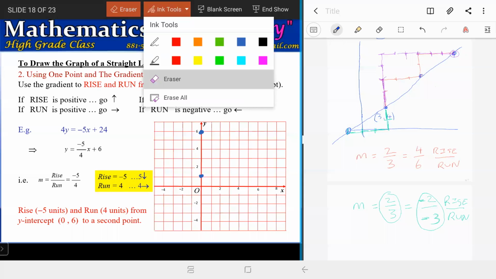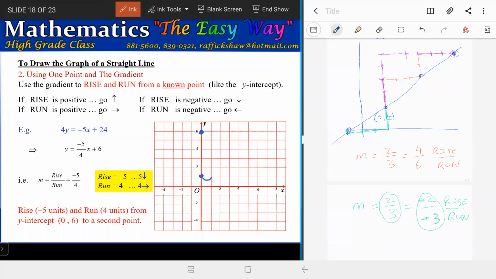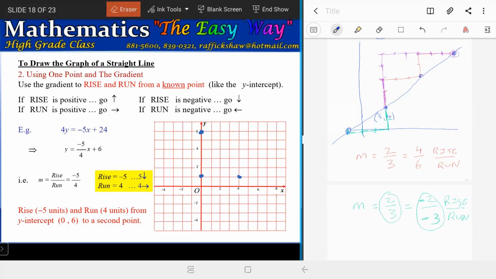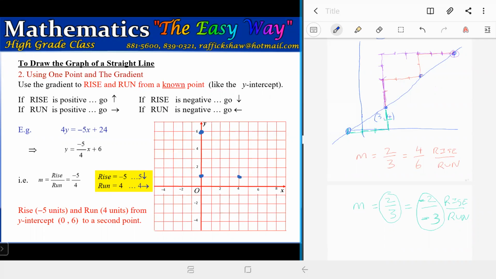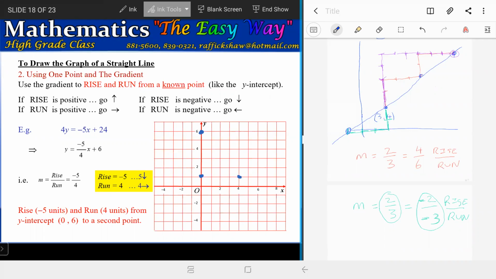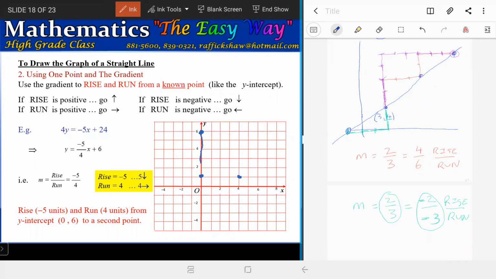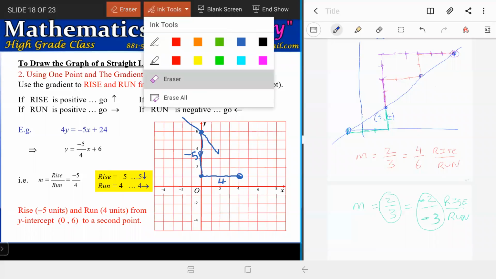Good? And then I'm going to run 4. Look, 1, 2, 3, 4, get to this point right here. So what I've done is rise 5 down and run 4 to the right. Let me draw it. So down 4, no, down 5, sorry. That's negative 5, run 4. And this point is on the line. So my line will go like this. Draw that down. Erase that thing. Draw it down.